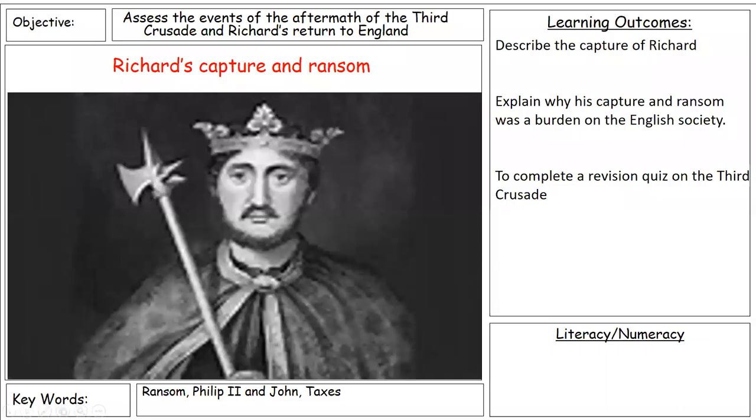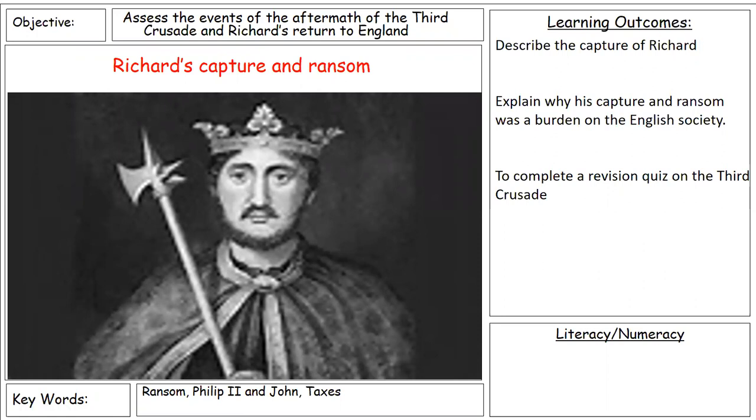This is the next lesson in the Richard and John scheme of work, Unit 2. We're now looking at past the Crusades. So the Crusades happened. We need to look at what happens next. And this lesson is going to look at Richard's capture and ransom.